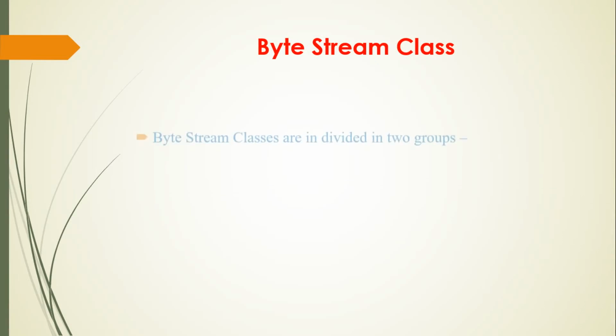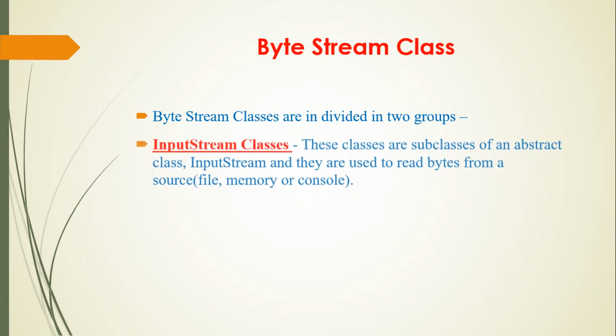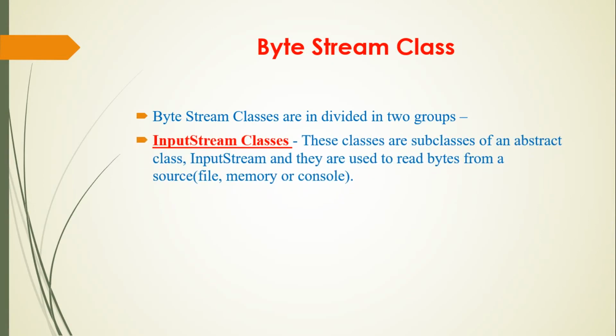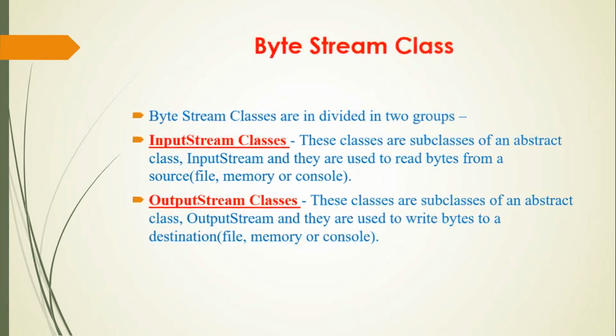Byte stream classes are divided into two groups. Input stream classes: these classes are subclasses of the abstract class InputStream, and they are used to read bytes from a source, that is file, memory or console. Output stream classes: these classes are subclasses of the abstract class OutputStream, and they are used to write bytes to a destination, that is file, memory or console.